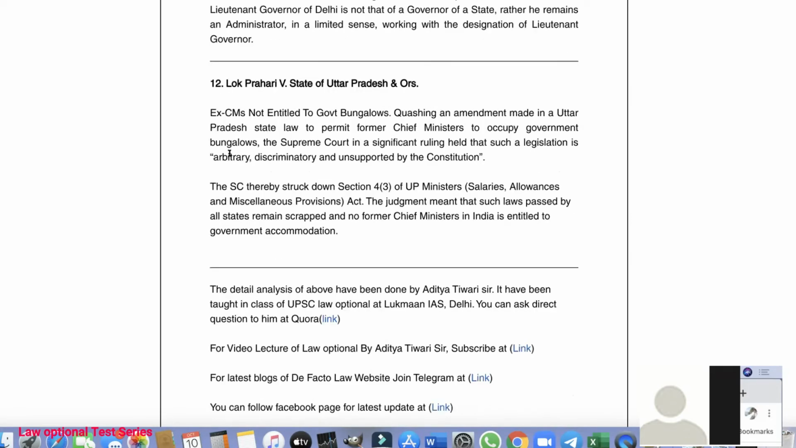And finally, Lok Prahari. This is the case to which I am also related. Lok Prahari is an NGO with which I am associated. That case was again an important case. No question came from it, but still it is an important case. The UP Chief Ministers, you must have seen, vacated their houses. Understand that particular part.